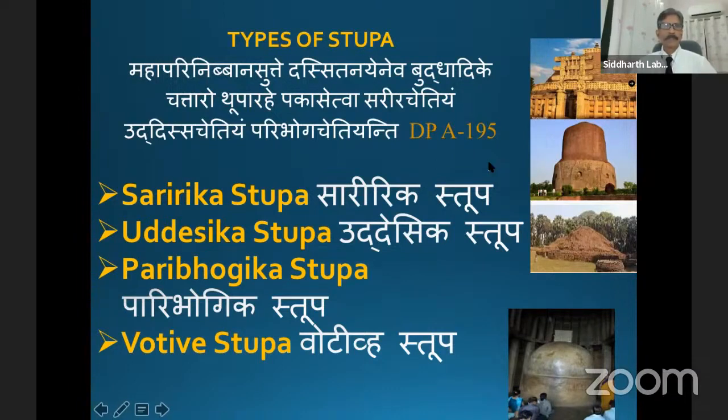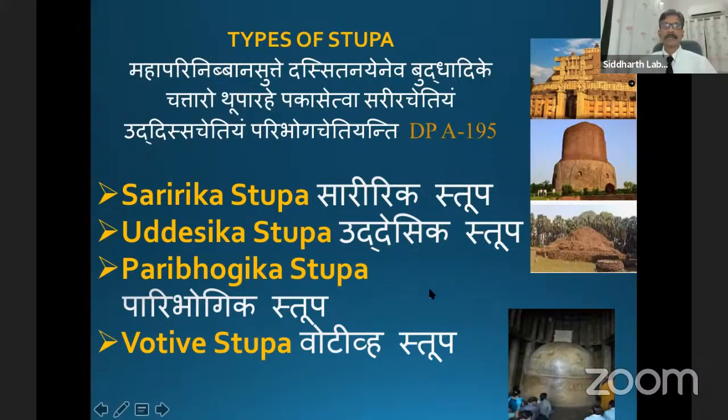Okay, then comes the Uddesika stupa. The name indicates commemoration, Uddesika. Where a very, very important episode has happened, on such places the Uddesika stupa is constructed, right? Then the Paribhogika stupa. The word paribhogika means the things or articles used by the Buddha himself. For example, it may be a chivar, it may be a bhiksha patra, a begging bowl. If a stupa is constructed on that, that stupa is called a Paribhogika stupa.